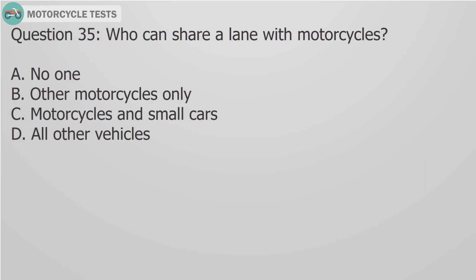Question 35. Who can share a lane with motorcycles? A. No one. B. Other motorcycles only. C. Motorcycles and small cars. D. All other vehicles.